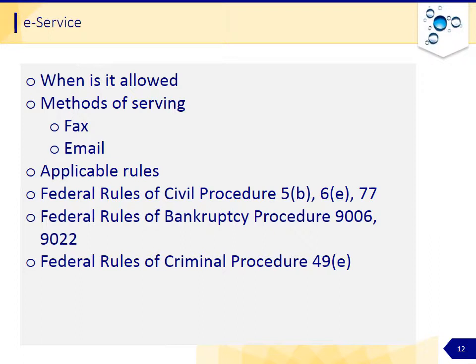These are some specific rules that address e-service on the federal level. You have the Federal Rules of Civil Procedure 5(b), 6(e), and 77. Then you have Federal Rules of Bankruptcy Procedure 9006 and 9022. Then you have Federal Rule of Criminal Procedure 49(e).